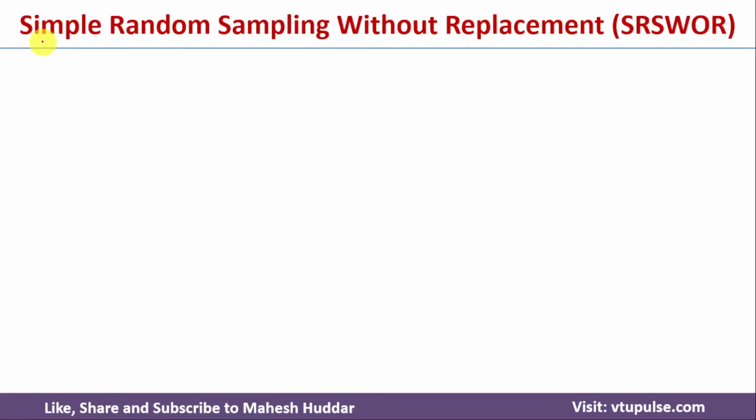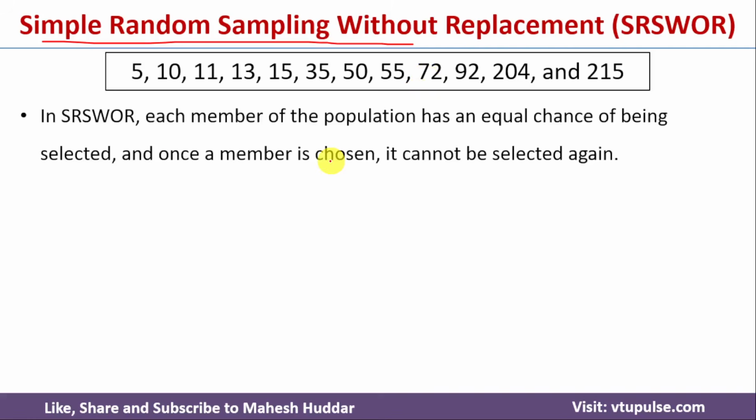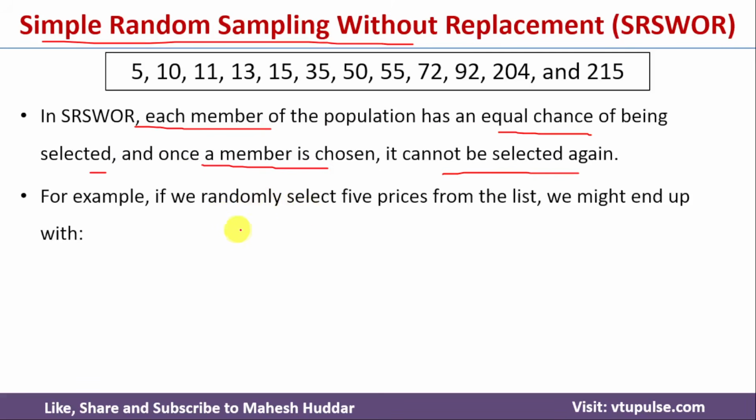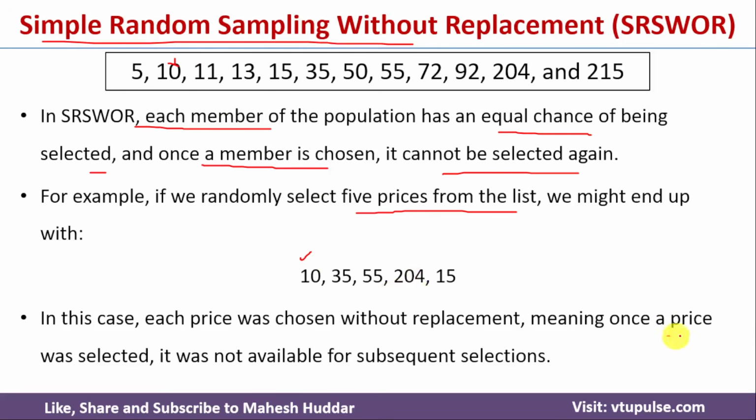First, we will go for simple random sampling without replacement. This is the given data set. In this technique, each member of the population has an equal chance of being selected, and once a member is chosen, it cannot be selected again. Here we need to select randomly 5 prices from the list. Once I select the price as 10, it is not available in the data, so we cannot select it again. It means that once a price is selected, it is not available for subsequent selections.